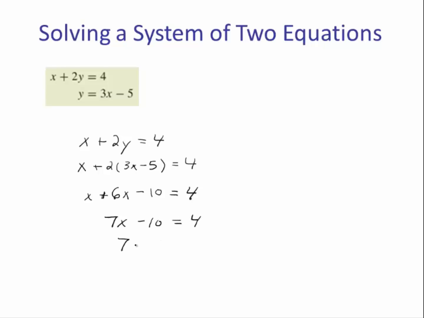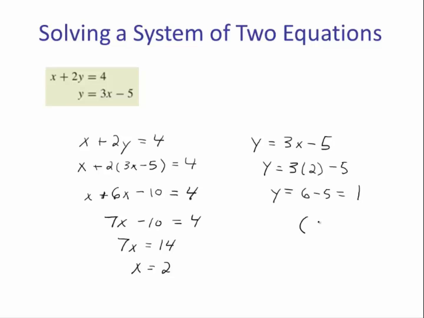Add 10 to both sides. We have 7x equals 14. Dividing by 7, we see that x is equal to 2. We can use either equation. I'm going to use the second equation, and everywhere we see an x, we're going to substitute 2. So y becomes 3 times 2 minus 5. Multiplying, this is 6 minus 5. So y is equal to 1. The solution to this system is (2, 1).